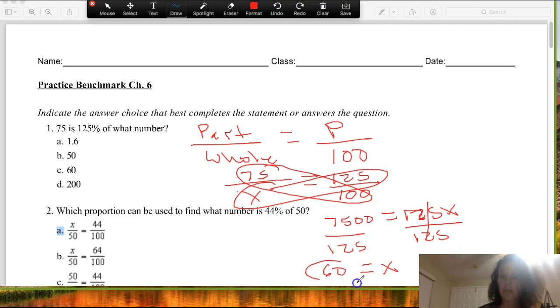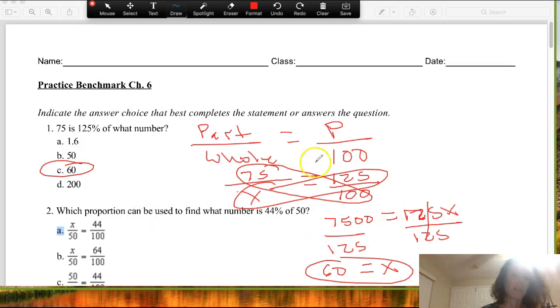See if that's a reasonable amount. Is 75 125% of 60? Yeah, because 75 is bigger than 60, and 125 is bigger than 100. So if I take 100% of 60, I get 60, and then 25 more percent is going to give me 75. All right, so that seems reasonable to me.